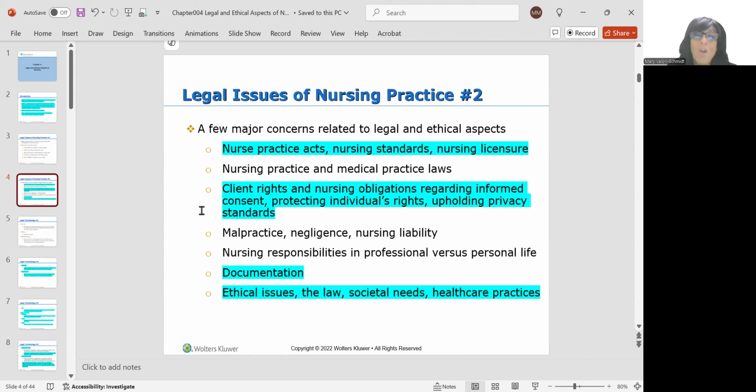Clients' rights, nurses' responsibilities regarding informed consent, individual rights, and privacy. HIPAA, HIPAA, HIPAA. Documentation, which is super important. Ethical issues, the law, societal needs, and healthcare practices are big. And we'll talk about bioethics committees and what they mean and when they're utilized.